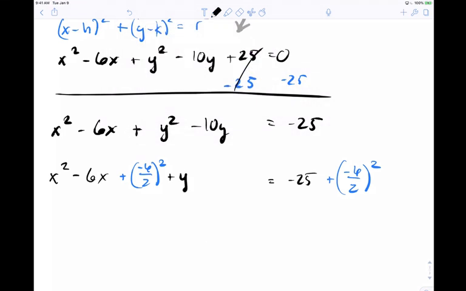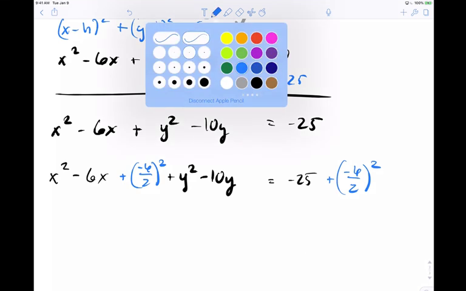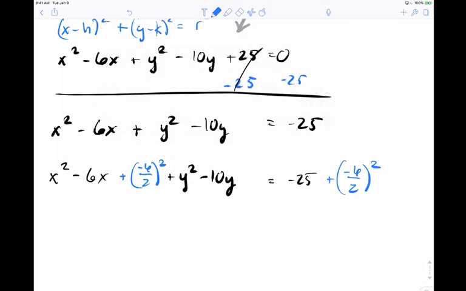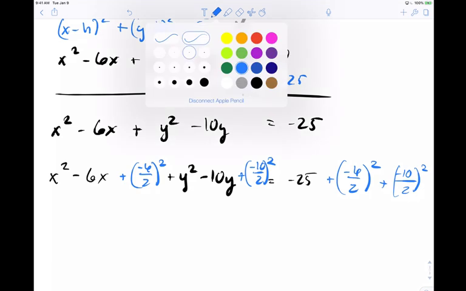Again, notice the leading coefficient is already a 1. So we're going to say b over 2 squared. The b in this case is negative 10, so we're going to say negative 10 over 2 squared. What we do to the left side of the equal sign, we also do to the right. So negative 10 over 2 squared, right? This is looking good. Let's keep going and see what happens.